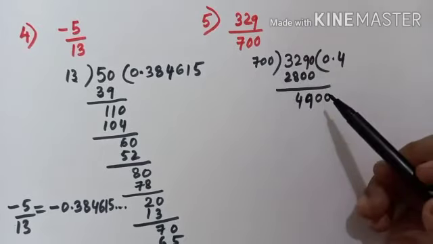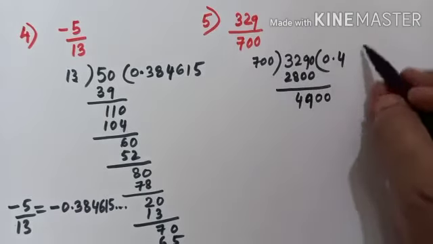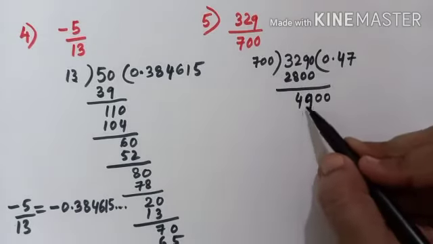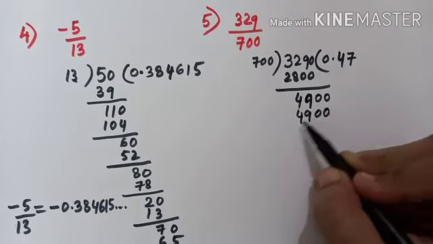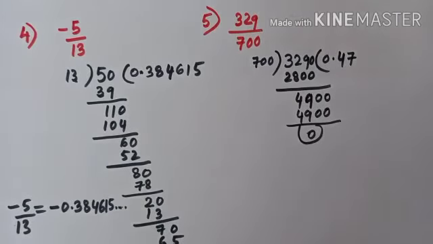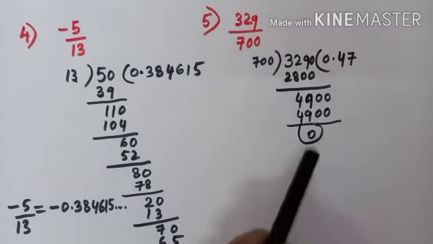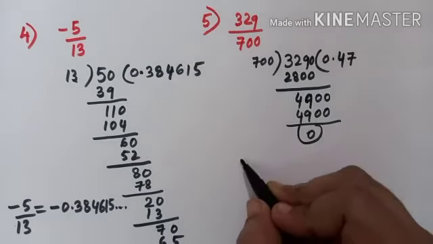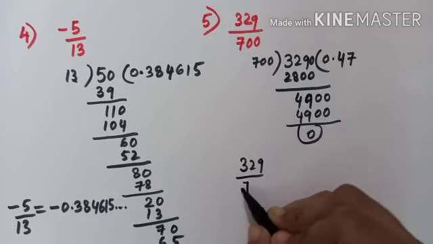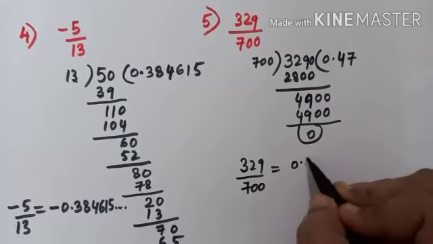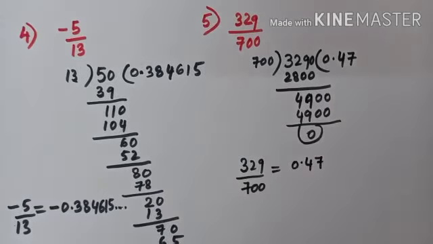So 7 sevens will be 49. So that's why 700 into 7 you can take. Okay, 700 into 7 will give you 4900. Okay, so now you got the remainder 0. So after a finite number of steps, after 2-3 steps, you got the remainder as 0. Okay, so the decimal expansion of 329 by 700 is 0.47, which is a terminating decimal.